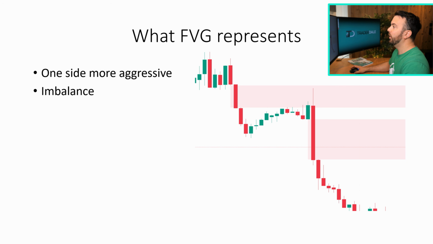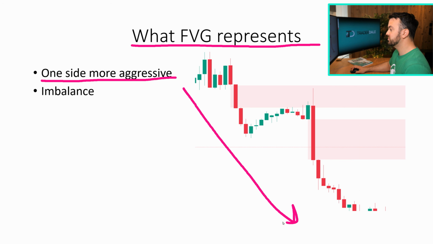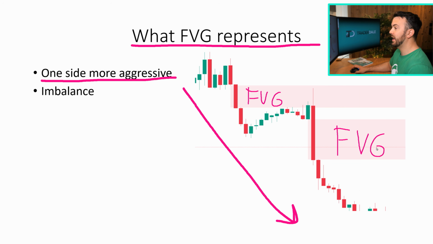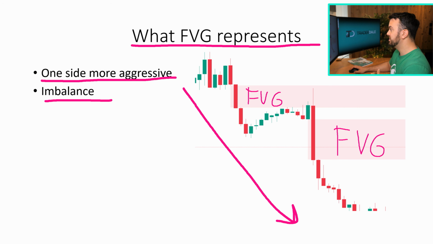So let me kick this off with telling you what the fair value gap represents. When you look at the chart and there's a fair value gap, it says that one side of the market is more aggressive than the other one. In this case, you can see a downtrend, and in this downtrend there are two fair value gaps. This one highlighted in red and this one also highlighted in red. Two fair value gaps telling us that sellers are more aggressive here, pushing the price downwards and creating imbalance. Okay, those are bearish fair value gaps.